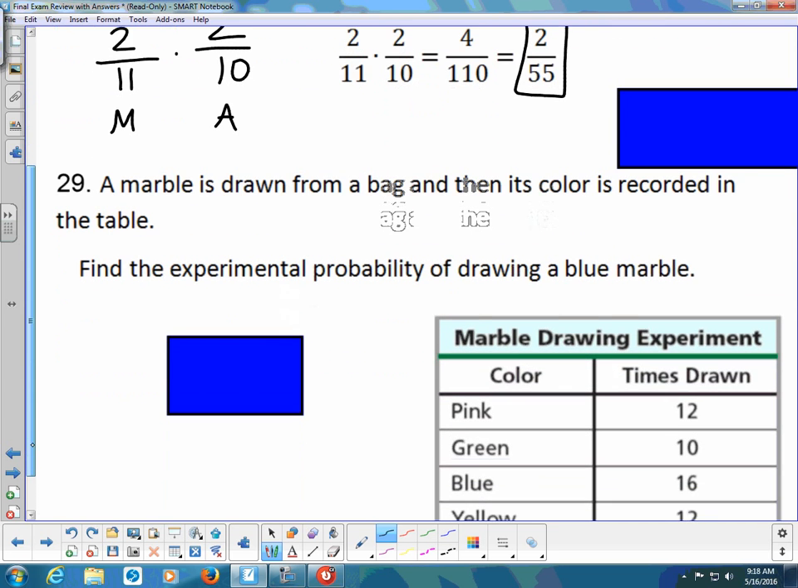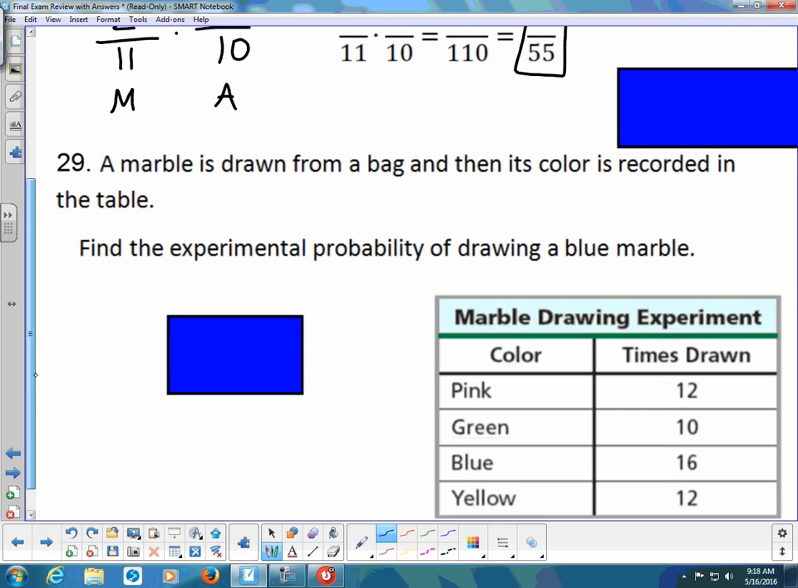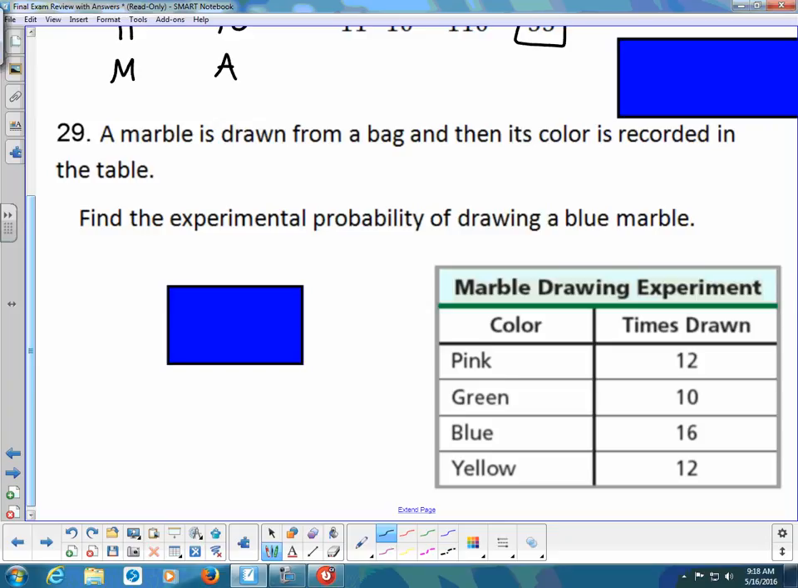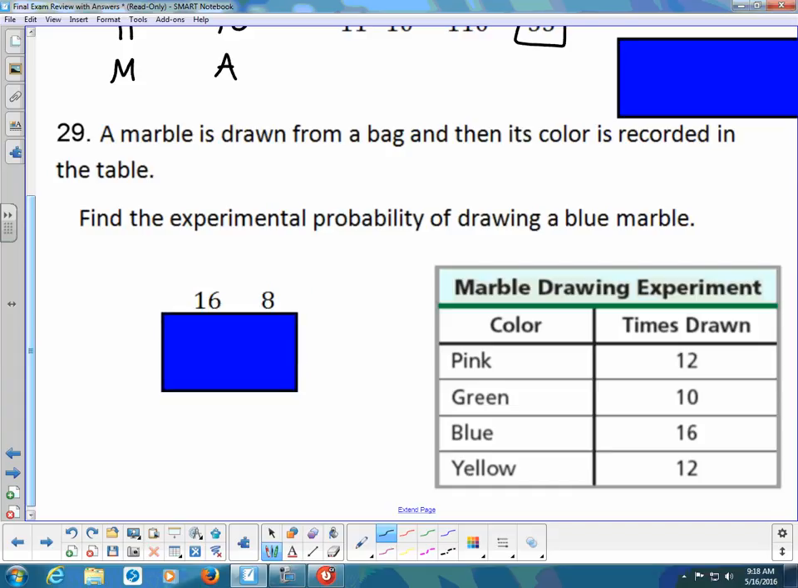Let's try 29. A marble is drawn from a bag. Its color is recorded in the table. What is the experimental probability of drawing a blue marble? So 16 is the numerator. I agree with that. How do I find my denominator? Add them all up. If I add the total, what am I going to get there?